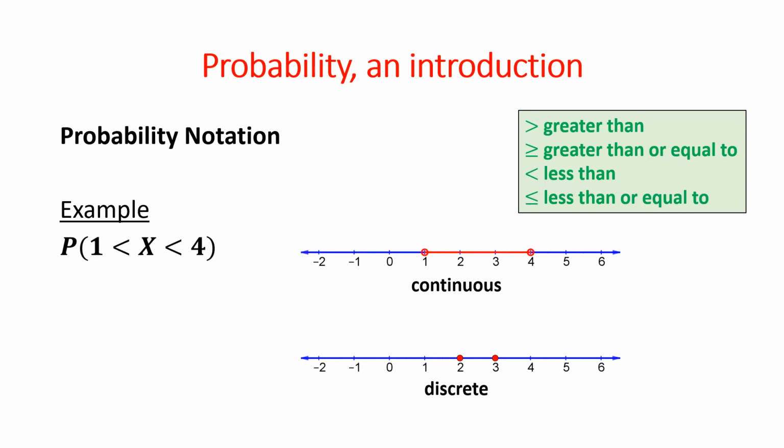Now this is the notation to indicate a number between 1 and 4, but I don't have my equal to, so for continuous I have open circle and any number in between. For discrete data, the only 2 numbers I can have are 2 and 3, whole numbers. But when I include the equal sign as well, for continuous I close up my circle and therefore any number in between, and for discrete I have whole numbers from 1, 2, 3 and 4.